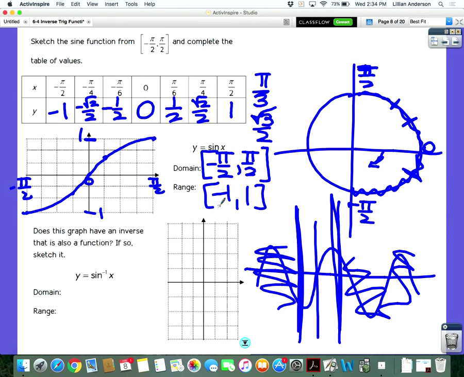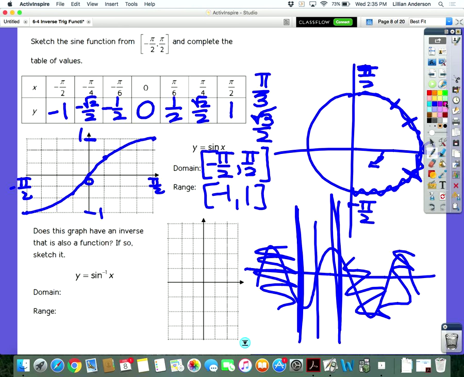So, if you think about it, does this graph have an inverse function? Yes. And it's yes because it does what? It passes both tests. It passes the horizontal line test and it passes the vertical test. So, to graph your inverse, what do you need to do to your points? Switch them. So, that means these are going to become your y's, and then these are going to become your x's. So my horizontal axis is now going to go from negative 1 to 1, and then my vertical axis is going to go from pi over 2 to negative pi over 2. All we're doing is we're taking the x and y points and switching them.